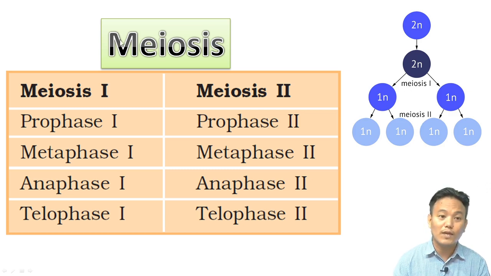So we have got meiosis 1 and meiosis 2. Meiosis 1 has prophase 1, metaphase 1, anaphase 1, telophase 1. Meiosis 2 has prophase 2, metaphase 2, anaphase 2, telophase 2. So in this video we are going to discuss the prophase 1 of meiosis 1.